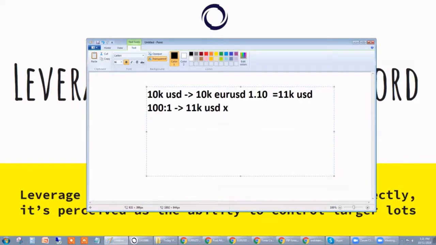by 1%. 1% is 1 divided by 100, which is the 100 to 1 leverage. Therefore, we are only going to need 110 US dollars to control 10,000 units. That's how a $10,000 account can control a much larger size.